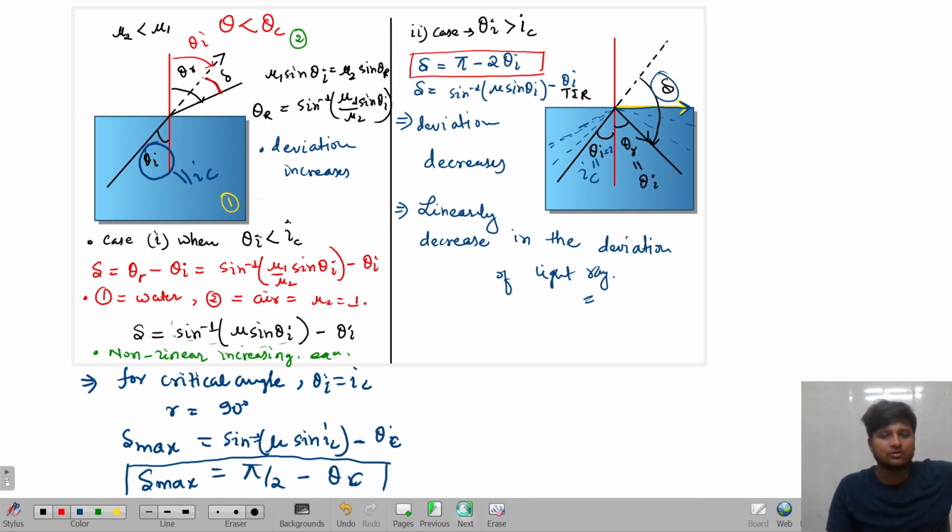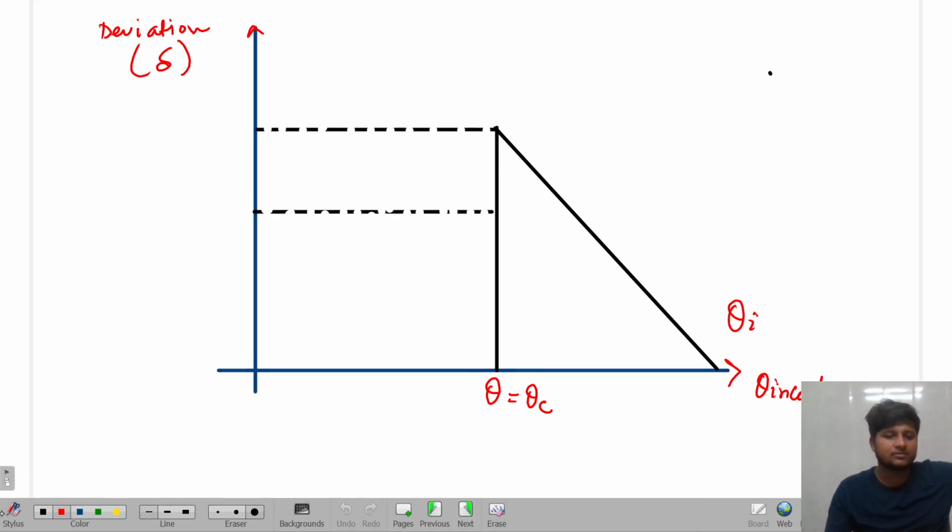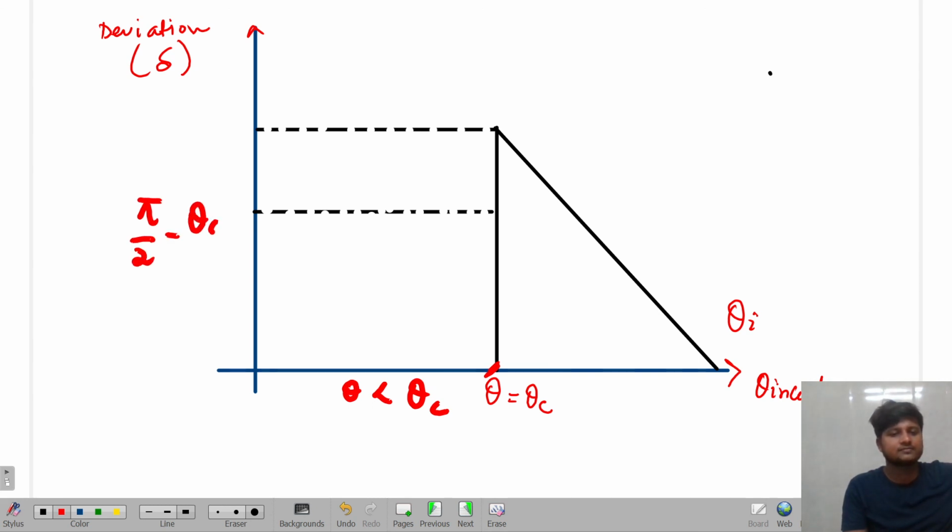Yes or no? So now look over here. See this, what is happening? I have my particular values, that here the deviation is maximum in case of theta less than theta c, this is the region of theta less than theta c till here. What is the maximum value it can reach, how much deviation? Pi by 2 minus theta c. Got it or not?